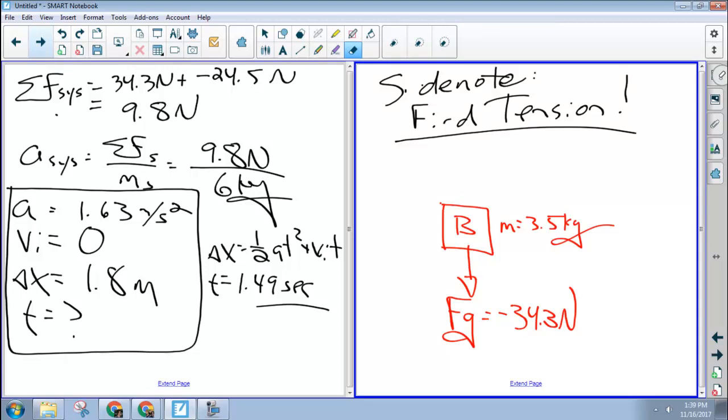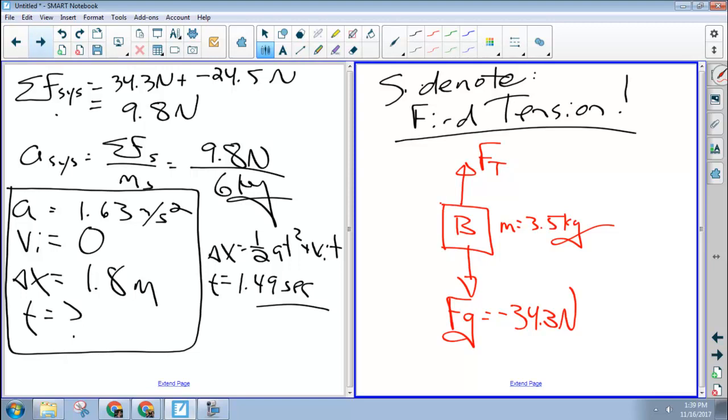What else? I know at least one other thing about box B. Say it again. The force that's pulling it up. Yeah, there's a force pulling it up. What's it called? Tension. It is not 24.5. It's not the weight of the other block. Okay? We have to find it.